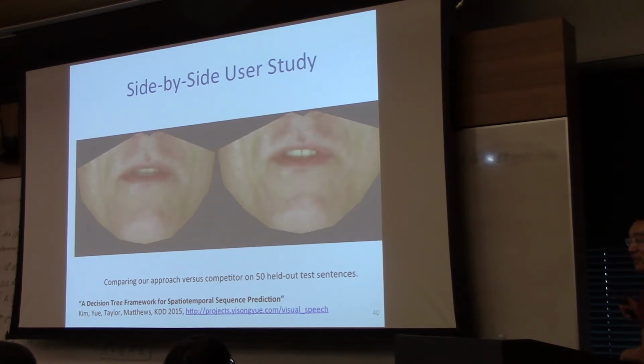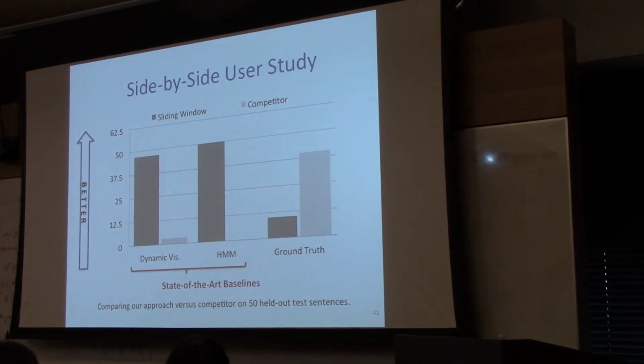How many think the left one looks better? And how many think the right one looks better? Okay, so everyone who bothered to vote, voted the left one. That's our method. That's good. So we crowdsourced some of this, and here are some of the results. Higher is better. These are some state-of-the-art baselines. There were 50 test sentences.